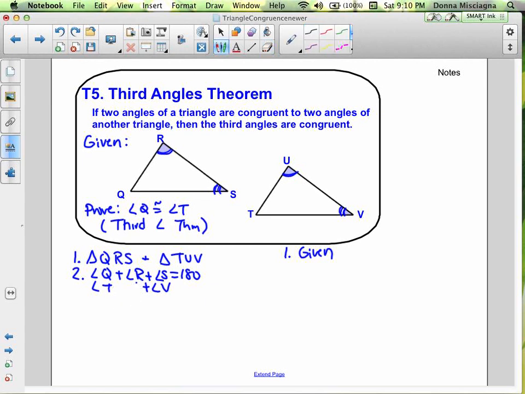And you might think, well, why is it important to say that? Well, if I'm trying to prove something congruent, something equal, it would help if I had an equal statement, an equality. It's kind of hard to prove two things are equal without an equality statement. All right, so how do we know that angle Q plus angle R plus angle S equals 180 degrees and angle T plus angle U plus angle V equals 180 degrees? Why, of course, that's the triangle sum theorem that we just learned on the last page.